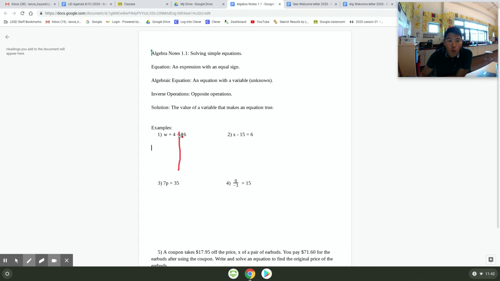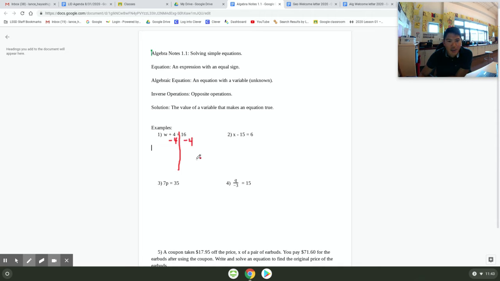W plus 4 is equal to 16. So 4 is being added to W, then the inverse or opposite operation of addition is subtraction. You want to do what's called isolating the variable, get the variable all by itself. So since 4 is being added to W, to undo that operation, you could subtract 4 from each side of the equation. You're subtracting 4 from 4, not from W. Those are actually unlike terms.